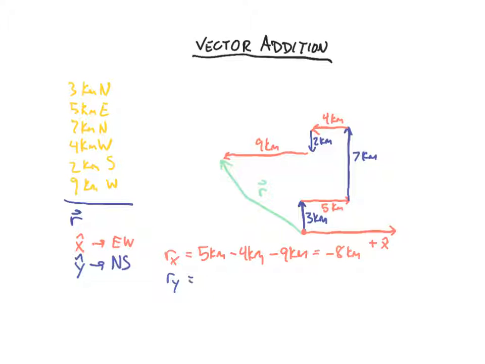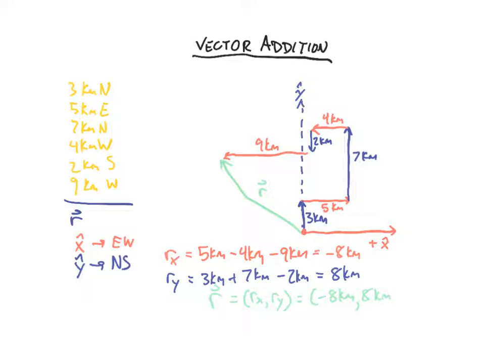For the y component, we do the same thing. So if we call this going up the positive y direction, then that means that we first went 3 kilometers north, right, in the positive direction. We went 7 kilometers in the positive direction. We went 2 kilometers in the negative direction, right? So now we ended up at 8 kilometers. Okay, and so that means now if we want to write r, we can say it's rx comma ry, which is going to be minus 8 kilometers and 8 kilometers.